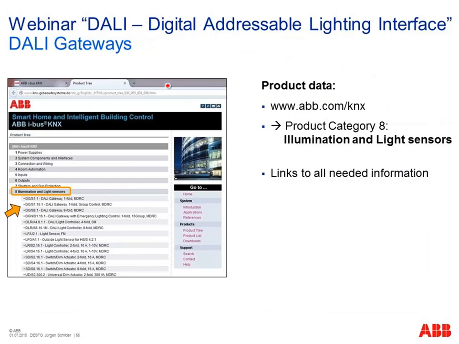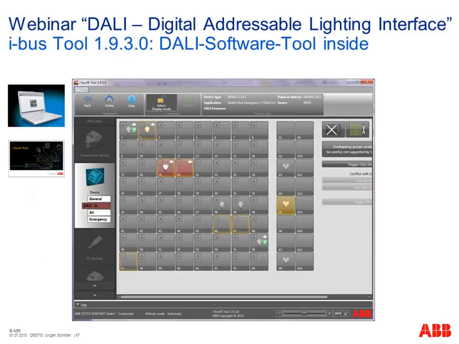For more information, please visit our website abb.com/knx. Go to the product category number 8, which is our illumination and light sensors, and here you will find all needed information for DALI and our DALI gateways. Good, never forget our special tool, our so-called IBAS tool, which is free of charge. You can download it also from our website.